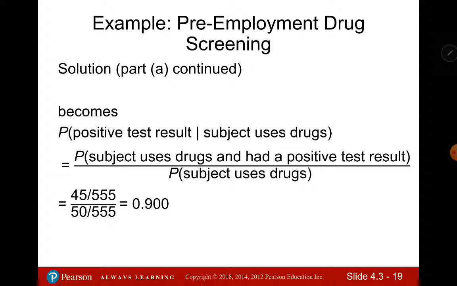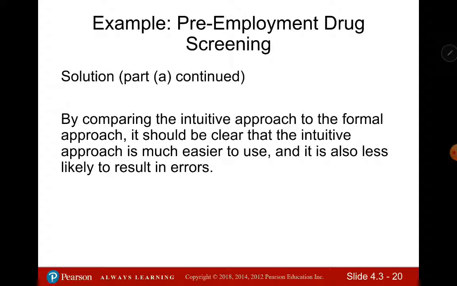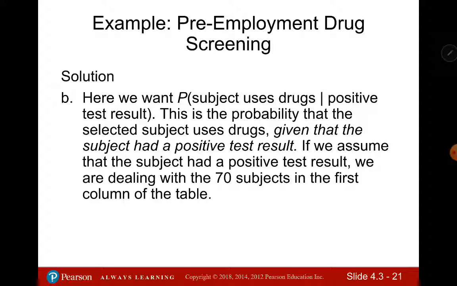This is called the formal rule. But if you compare these two approaches, you will realize the previous one is much easier to understand. Yeah, easier to use. Then we check the second problem. We want to know uses drugs given positive result.